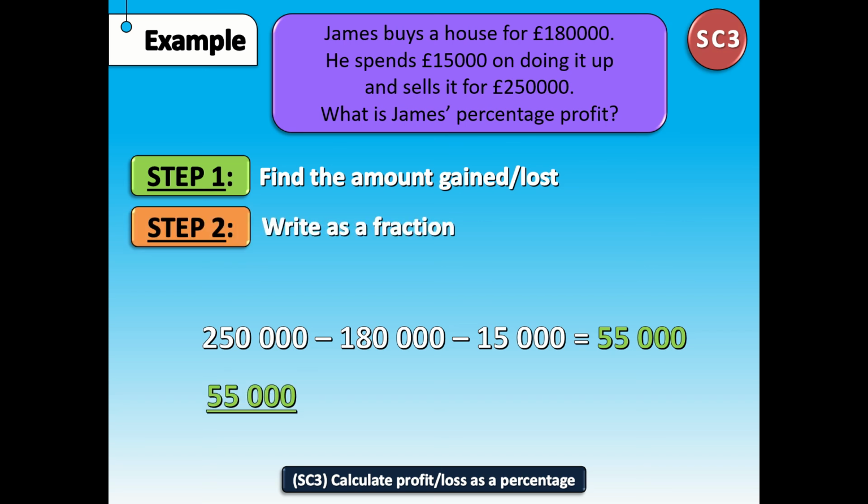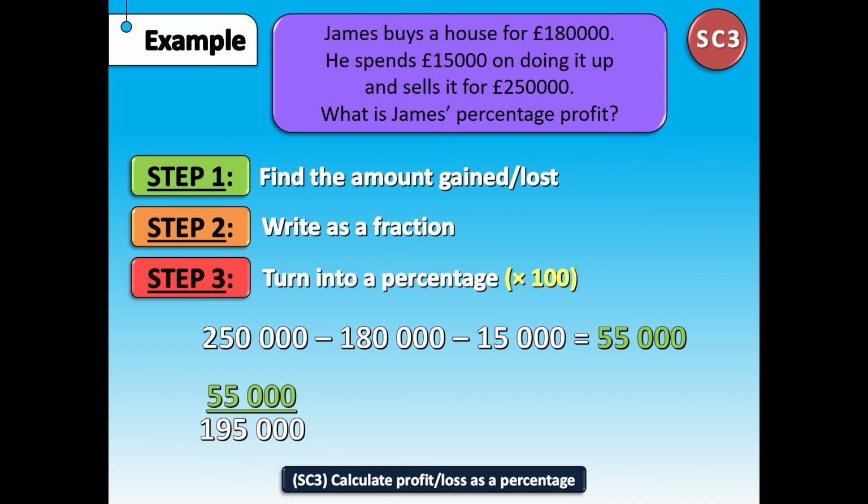So we write that as a fraction over how much he spent on it in total. So that's 195,000. And then we times by 100 to turn it into a percentage. So our answer is 28.2% to one decimal place.